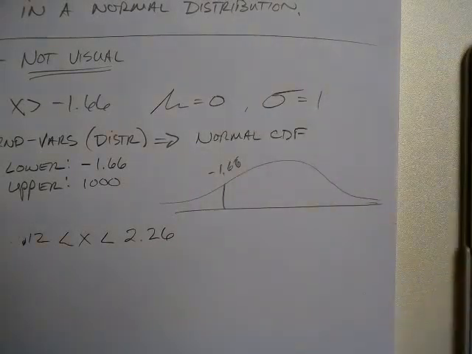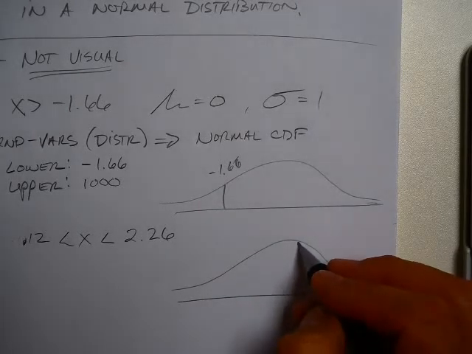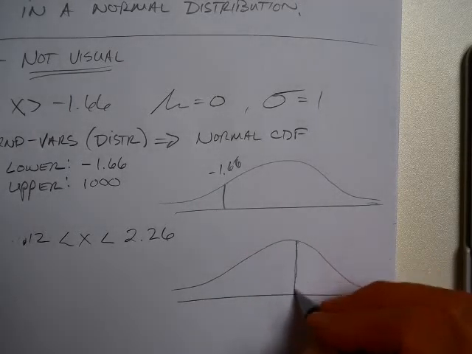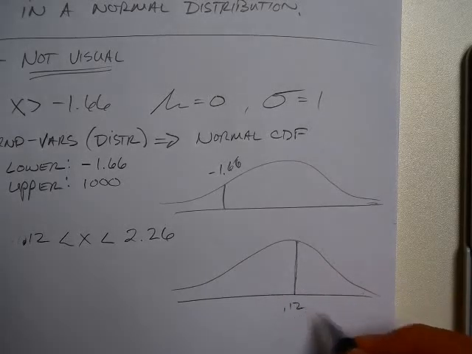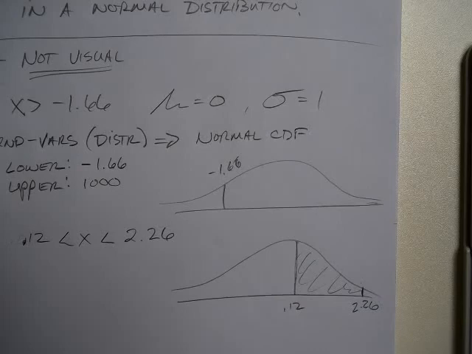Another way to think about this is this. About 0.12 would be pretty close to 0. And 2.26 is going to be over here quite a ways. If I threw a dart at this normal curve, assuming that I hit the curve every time I throw the dart, what's the probability that I hit that spot, that area? About 44%. That's what the normal CDF stuff is. Okay. About 44%.